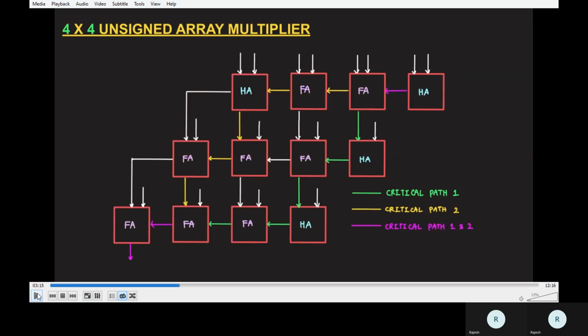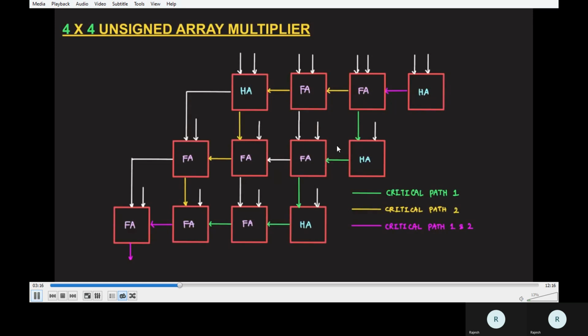Again, a 4x4 unsigned array multiplier is considered in order to analyze the critical path. Here a general example is considered where three rows are covered with half adders and full adders, and three indications, green color, yellow color, and pink color, are shown. These are the critical paths. Pink color is the critical path of both 1 and 2, whereas green color is critical path 1.